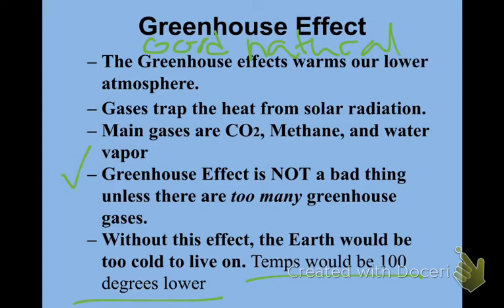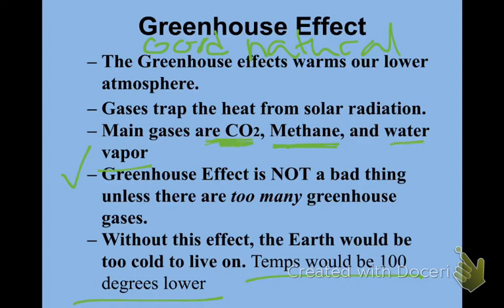Greenhouse gases, such as carbon dioxide, help to trap heat from the sun and warm up our lower atmosphere. Think about it: when it was 30 degrees this winter, imagine it being 100 degrees colder than that. Okay, we want there to be heat trapped in the Earth. So it traps the solar radiation. Your main gases are carbon dioxide, methane, and water vapor, and you need to know all three of those.